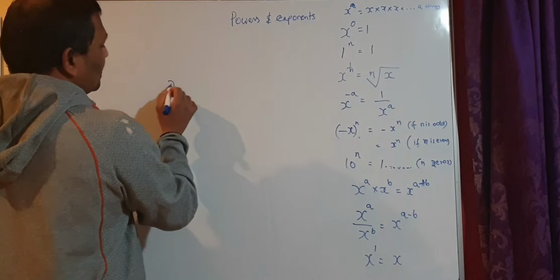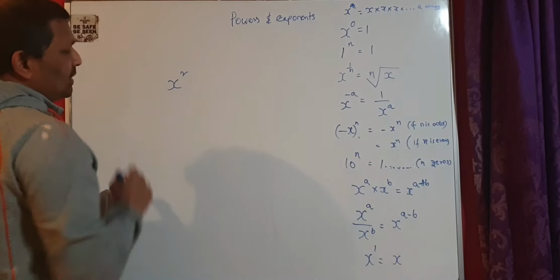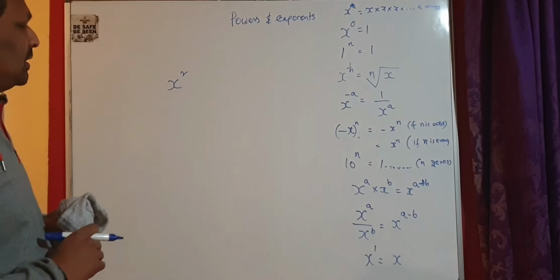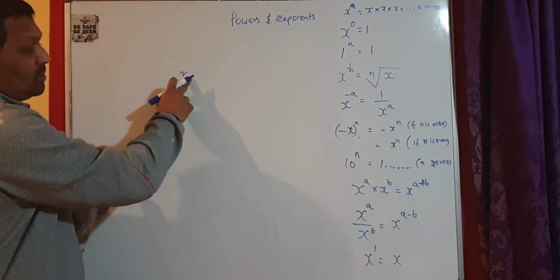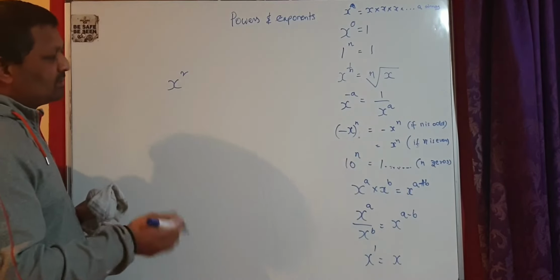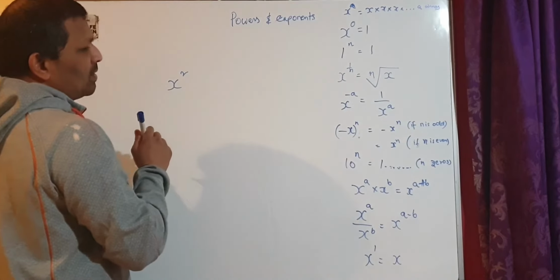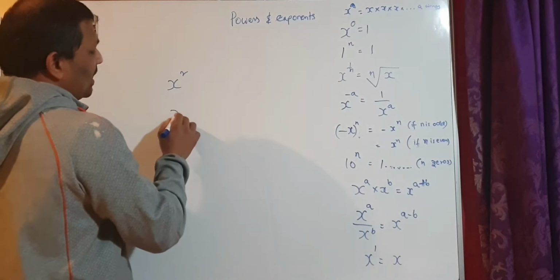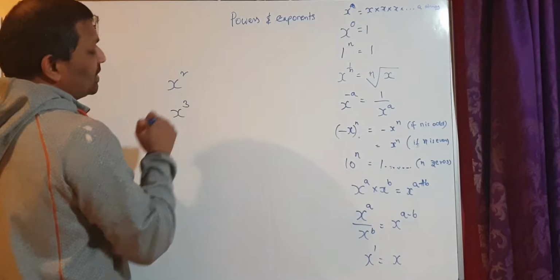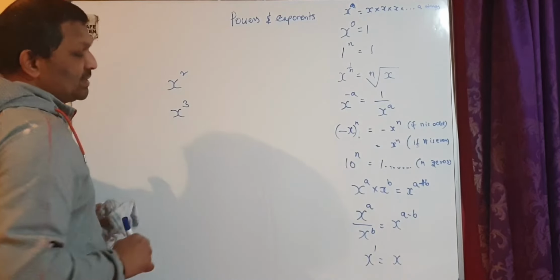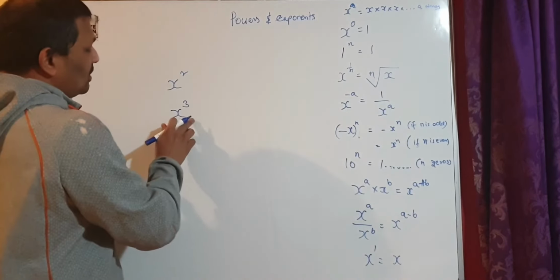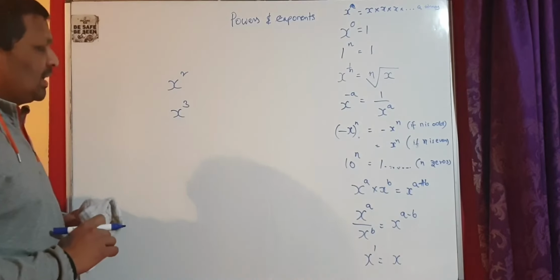If something is written like this, it can be read as x to the power of 2 or x square. X square is the most common. Any number raised to the power of 2, we usually call that number square. Any number raised to the power of 3, we call a cube. This is x cube or x to the power of 3, but more often people call it x cube.